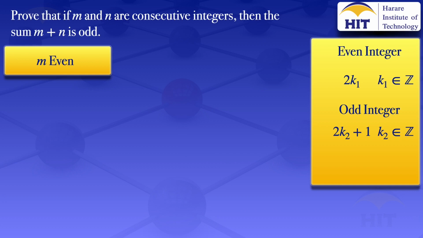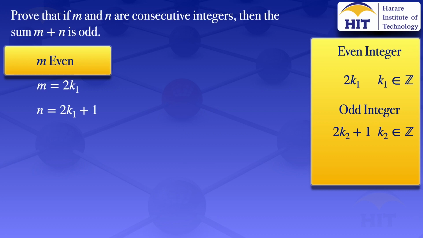If m is even, then we can write it as m is equal to 2k1, where k1 there is an integer. And we are dealing with consecutive integers. So to move from m to n, which is the next integer, we need to add 1. So to get our n, we just add 1 to the m. So in this case, we would have our n there is 2k1 plus 1.